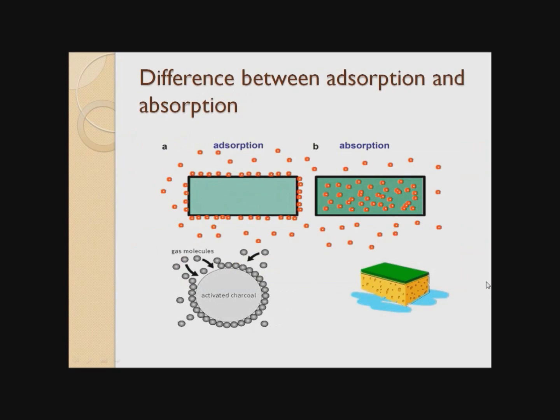Difference between adsorption and absorption. In figure A, molecules are retained on the surface of the adsorbent. In figure B, molecules are uniformly distributed into the substance. Substance may be solid or liquid. For example, in case of adsorption, gas molecules get adsorbed on the surface of the activated charcoal, and in case of absorption, like a sponge, water molecules are absorbed into the sponge.